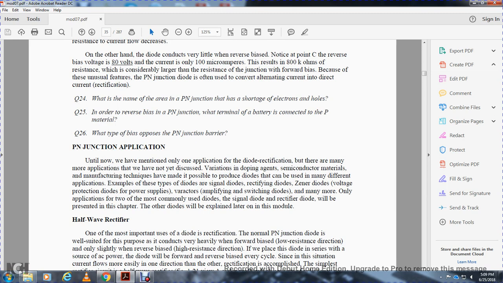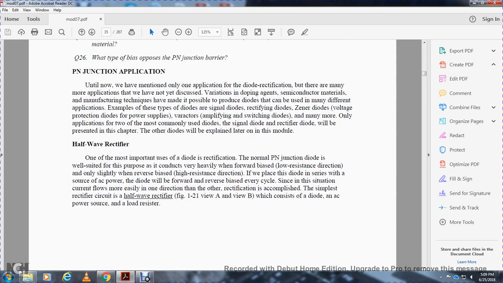For example, the types of diodes include signal diodes, rectifying diodes, zener diodes, voltage protection diodes for power supplies, and switching diodes. There are many more applications, but only two are the most commonly used diodes. The signal diode and rectifier diode will be presented in this chapter. The other diodes will be explained later in this module.